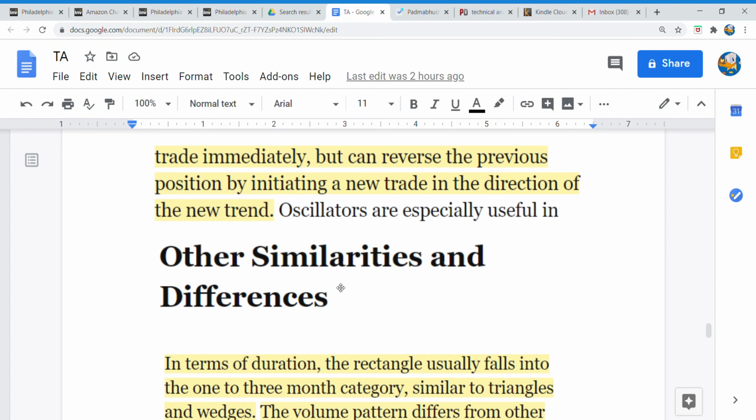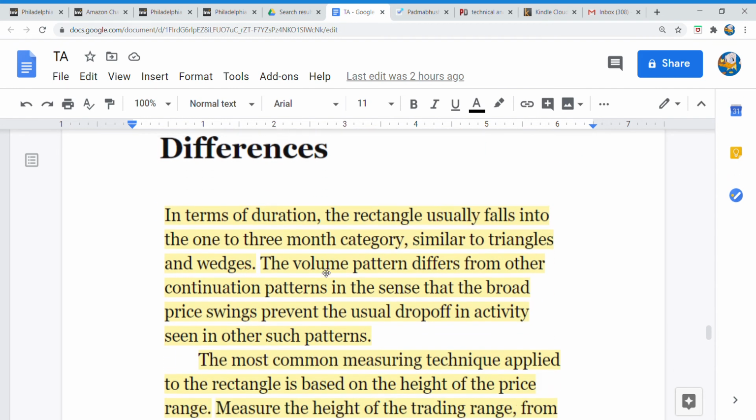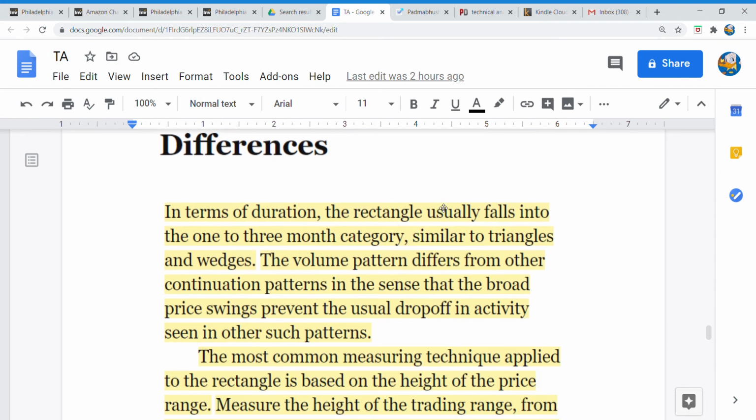Other similarities and differences. In terms of duration, a rectangle usually falls into the 1 to 3 months category, similar to triangles and wedges. The volume pattern differs from other continuation patterns in the sense that the broad price swings prevent the usual drop off in activity seen in other such patterns.